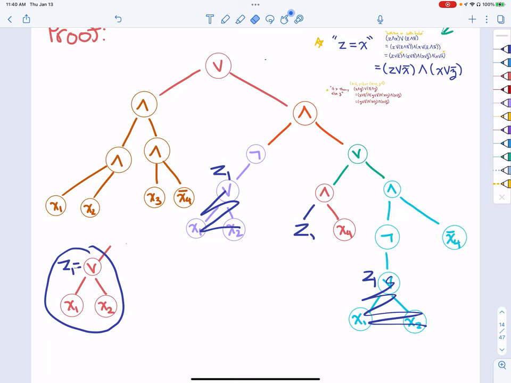Yeah, so why stop at Z1? It is true that Z1 was convenient because it appeared three times. But actually, the fact that it appeared three times is beside the point. Okay. Why not make Z2 equal to this subtree?